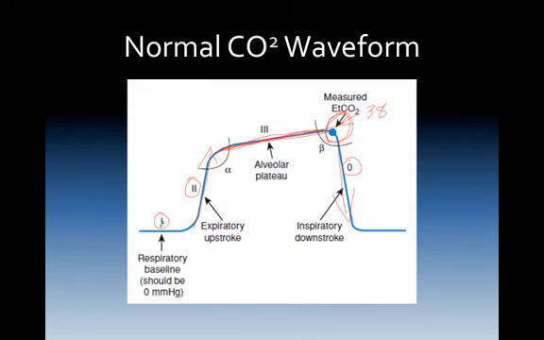So again, baseline, this should be 0. Inspiratory upstroke, our alveolar plateau. This is the capnometry, or the end-tidal CO2, generally measured in millimeters of mercury. And this is our inspiratory downstroke. Now, we have to understand this to take a look at what might be aberrant or what might be diagnostic if we see it.